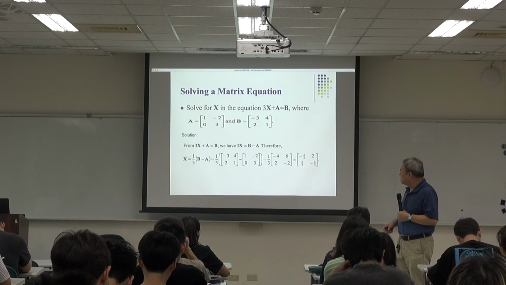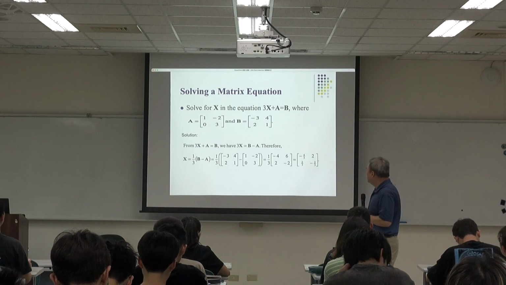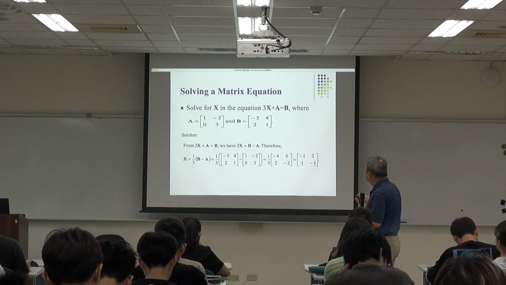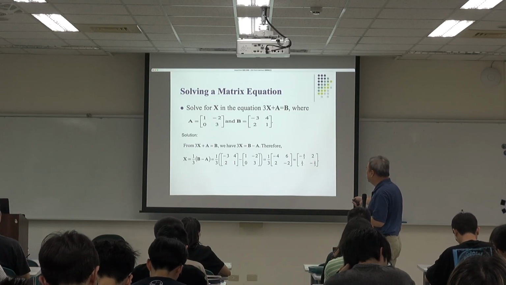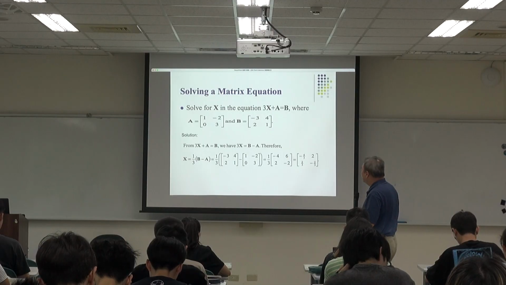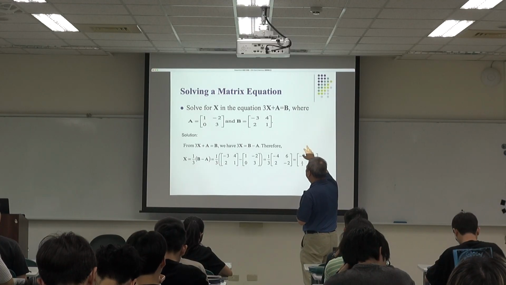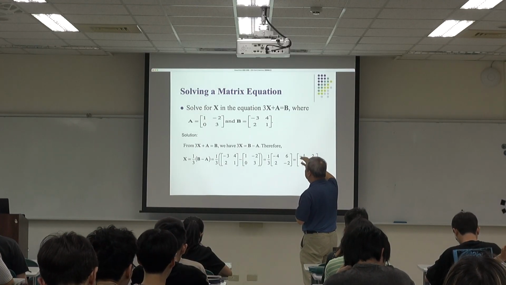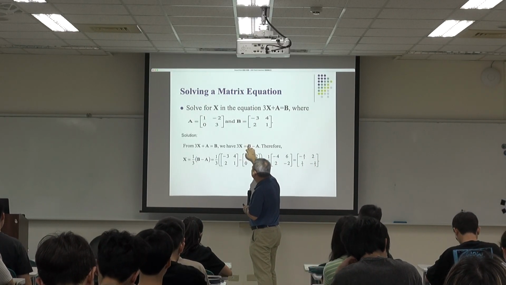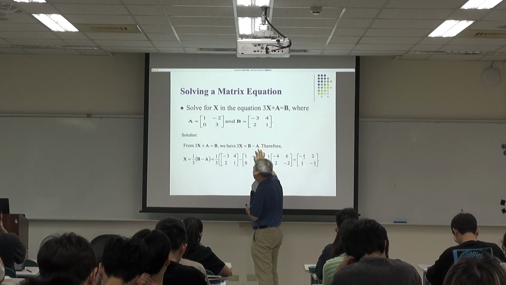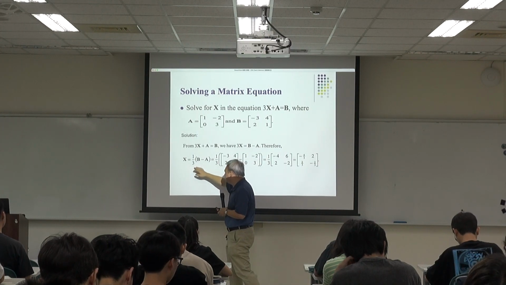So we could also have a matrix equation. For example, if you have 3X plus A equal to B, where A is like this, B is like this, then basically 3X will be B minus A, right? And then you multiply both sides by 1/3, you get X. So X is going to be this one.